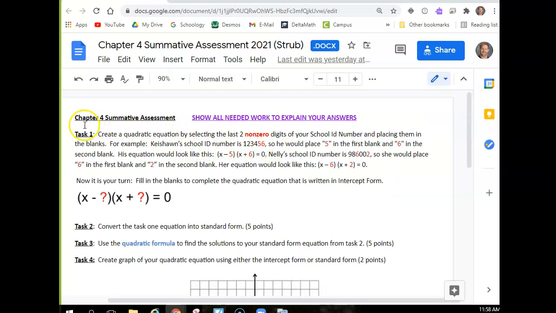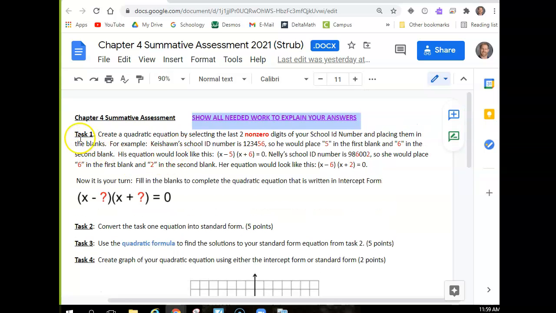So here's the test. Chapter 4, Summative Assessment. This is important. You need to show all work. I understand you can do this on your calculator, but you also need to show that work. Your calculator is really just for you to check that your answers are accurate. Okay? I'm going to be grading the work that you do.